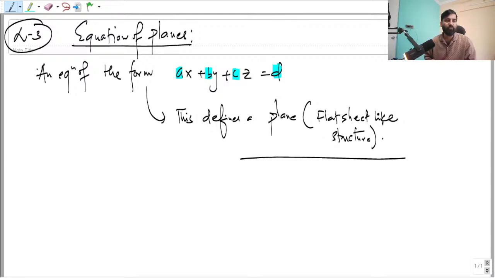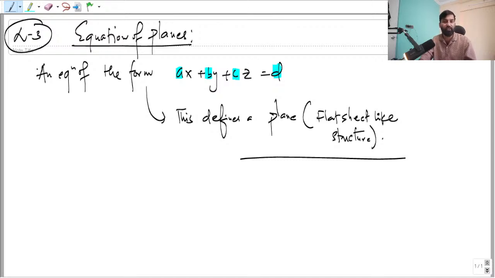An equation of the form ax + by + cz = d defines a plane. Always remember this point. I hope this makes sense. Let's see how this works. Let me take one example here.